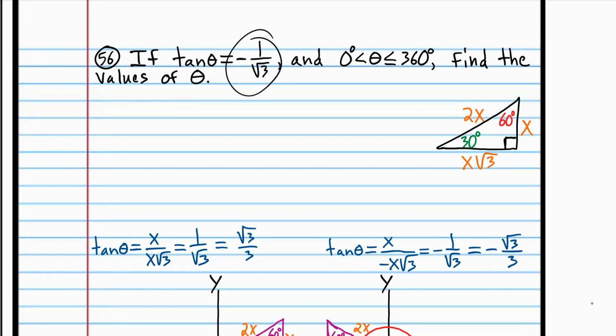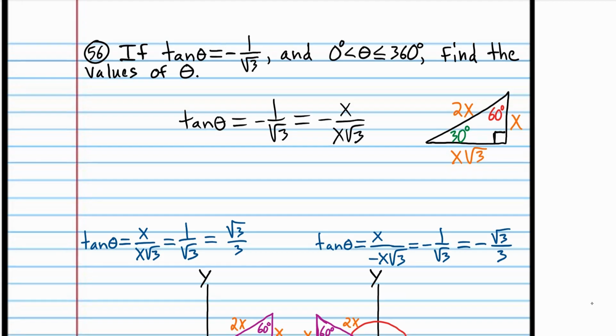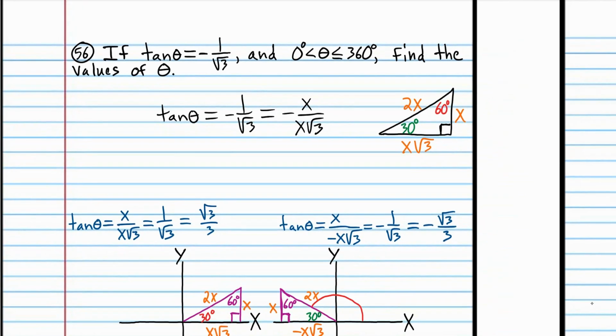So tangent is equal to negative 1 over root 3. And we're looking for the theta values that would give you that ratio. So we can change that to negative x over x root 3. And now we can kind of recognize the relation between the sides. Again, tangent functions only apply to right triangles. And if we say that the opposite side is x and the adjacent side is x root 3, and we assume that one of the sides has to be negative and one's positive, we can see that this is a 30, 60, 90 degree triangle.